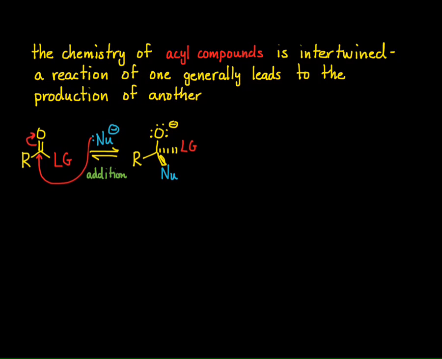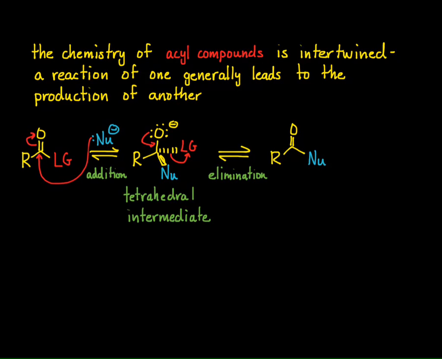This leads to an intermediate species that looks like this, where now you have the nucleophile creating a sigma bond to that carbon. And this is called a tetrahedral intermediate. And then that tetrahedral intermediate, when that carbon has a good enough leaving group on it, can then undergo an elimination reaction, eliminating that leaving group and reforming the carbon-oxygen double bond. And so the product is now a new acyl compound. Obviously, the leaving group has now come off of it.